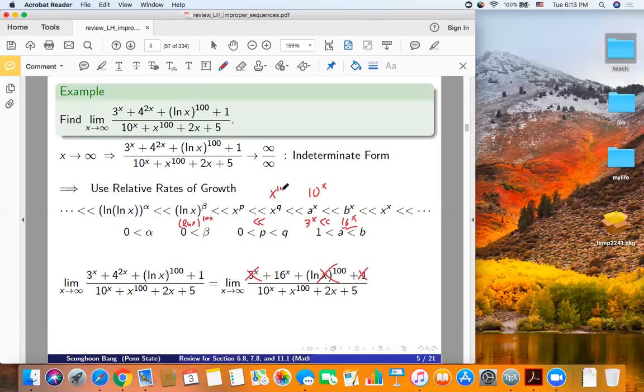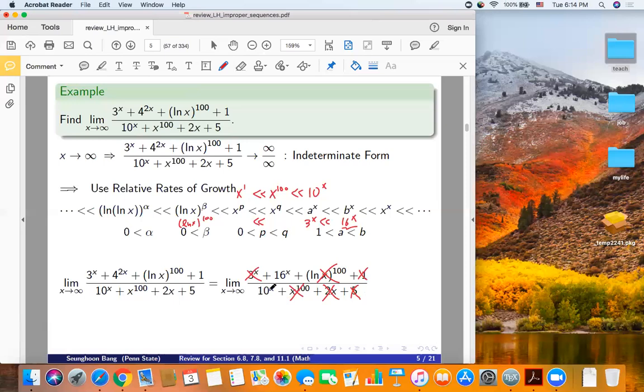x to the 100 is polynomial. 2 times x is x to the power 1. So which one is growing faster? 10 to the x is growing faster than any other terms in the denominator. Ignore this one, and the constant.